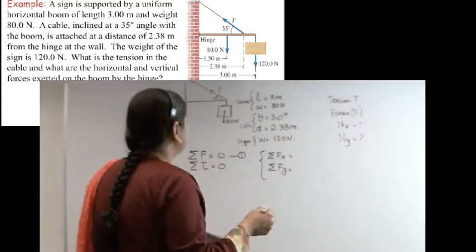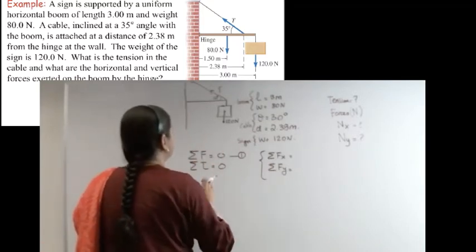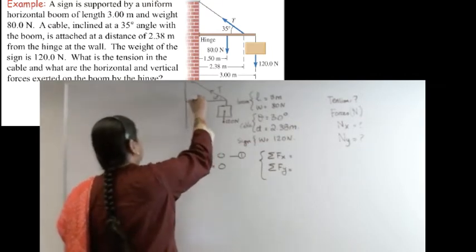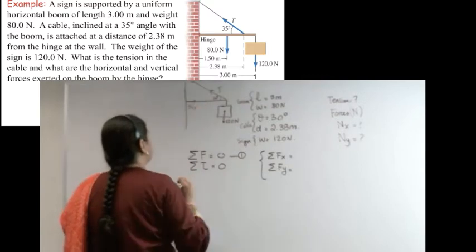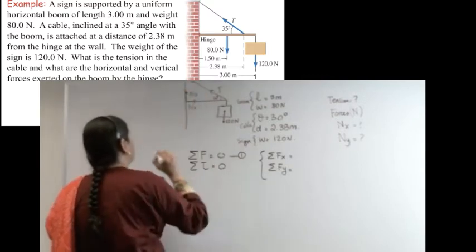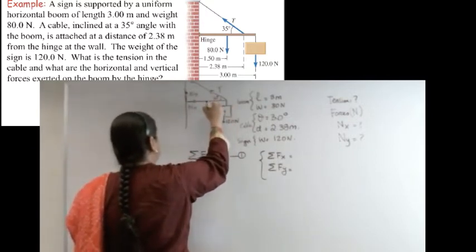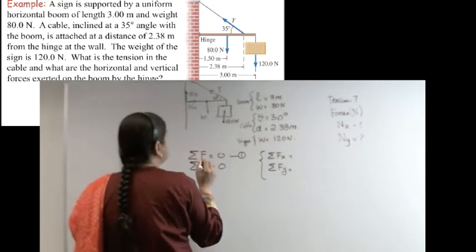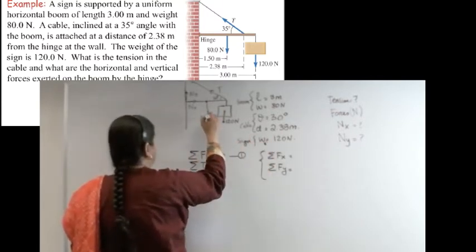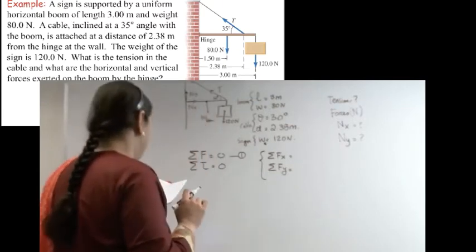But now let's start looking at the multiple different things we have. Well, we have a normal force that acts outwards. We have an upward force that I'm calling Ny. Then we have the weight of the sign and the weight of the boom. Okay, so these are all the forces that are acting on it.